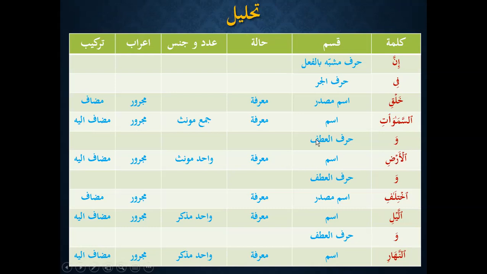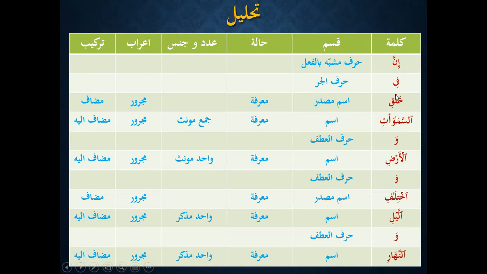Wa, harfi ataf, the connection, conjunction. Al-ardi, ism. Okay, al-ard. And it's ma'rifa because of al. It's wahid, singular. And it's feminine. And it's majrur because of mudaf ilay of khalqi. Creation of the heavens and the earth. And so mudaf ilayh. Again, harfi ataf wa, which is wa ikhtilaf al-layl.